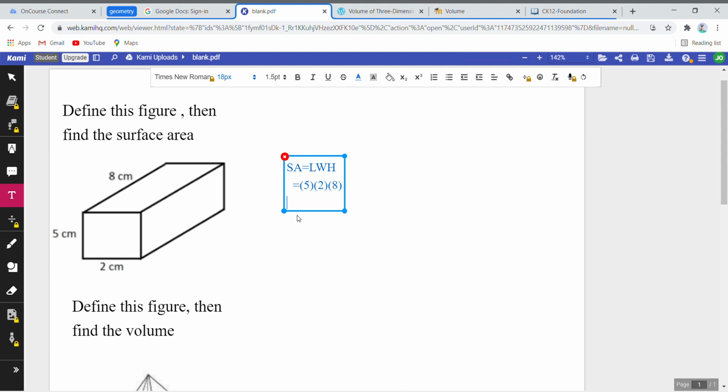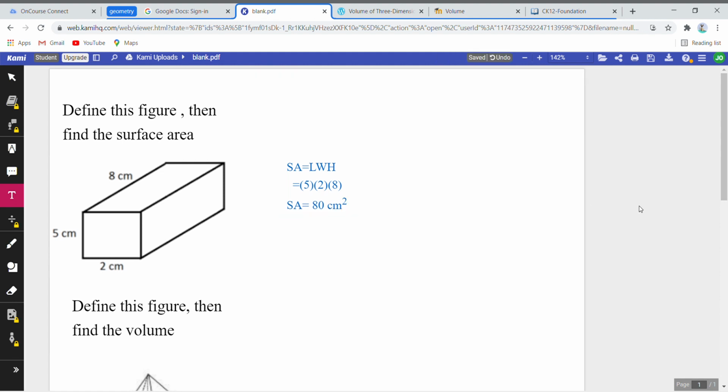So now you just need to multiply those together and you'll get 80. And it'll be centimeters squared because surface area. Nice and simple.